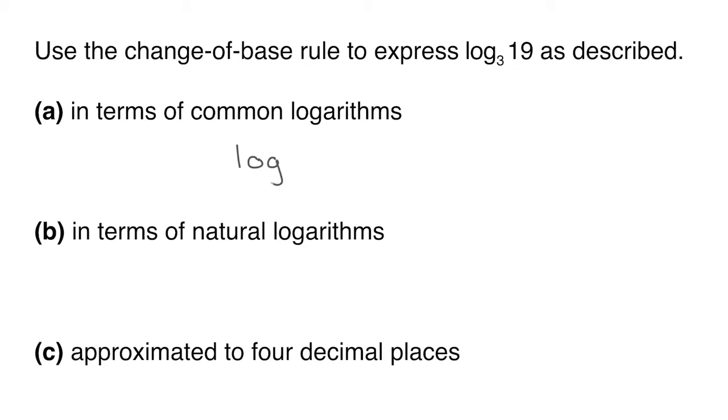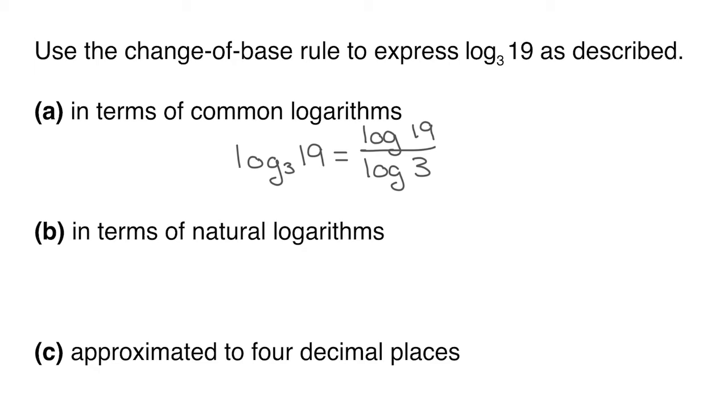So we have the log base 3 of 19, which, using the change of base rule, is equal to the log of the argument, so of 19, divided by the log of the base, so divided by log of 3. So we've changed the base to be in terms of the common logarithm.